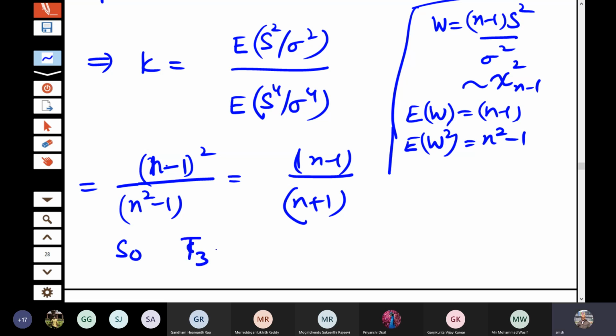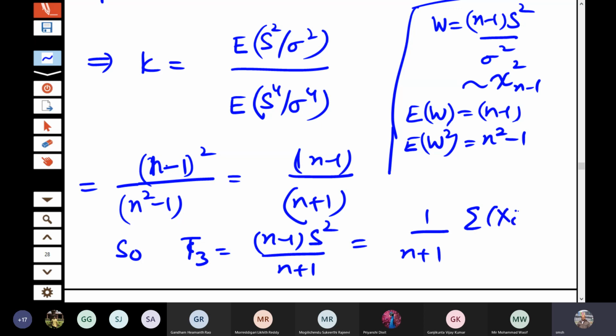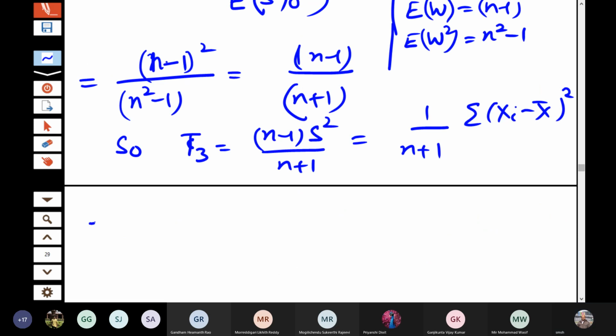Let me call it T3, that is (n minus 1) s square by (n plus 1). Or we can write it like this: 1 by (n plus 1) sigma (xi minus x bar) whole square. This is the best affine equivariant estimator.